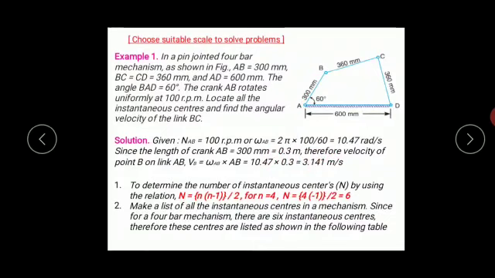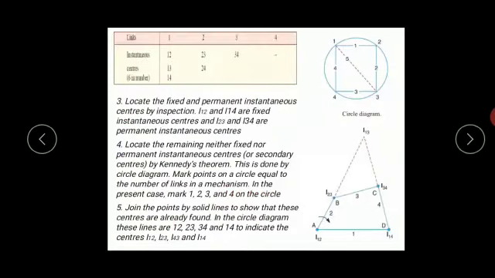In the next step, we are required to determine the number of instantaneous centers. For that, we require the number of links. So the number of links are 4. Link 1, link 2 here, link 3 and link 4. So the number of instantaneous centers using this formula for n equal to 4 turns out to be 6. Once we have found out the number of instantaneous centers, we can list the total number of instantaneous centers with respect to the links.